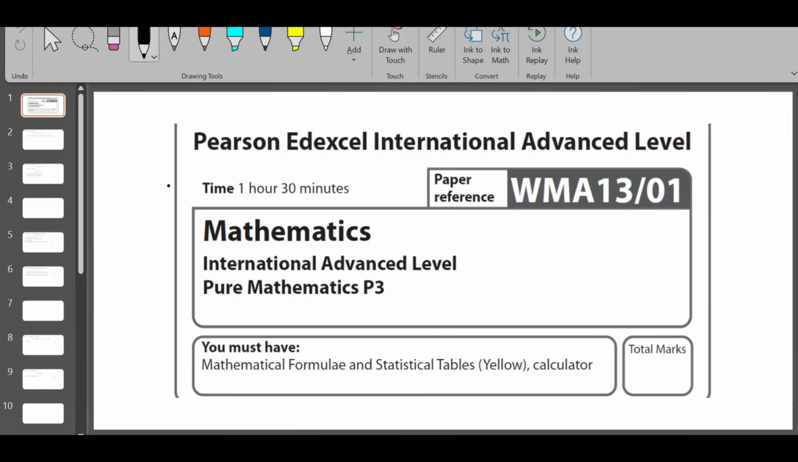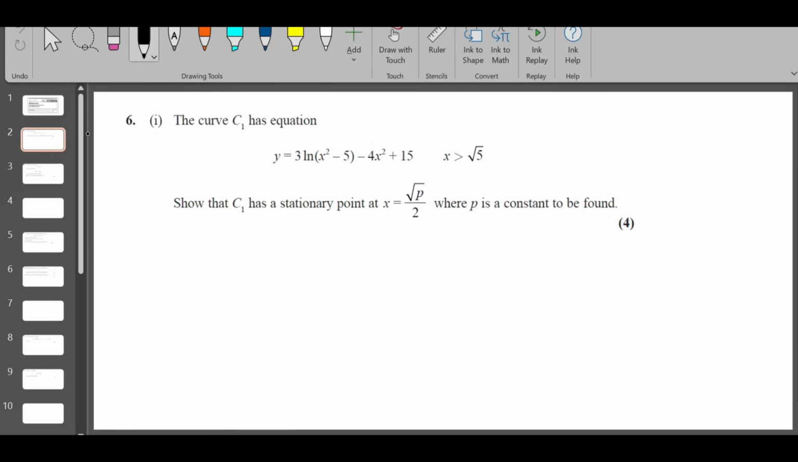This is Devan. Here we are going to be looking at the October 2021 Pure Math 3 paper. In part 1 of this video, we have covered question number 1 to 5. Let's look at question number 6.